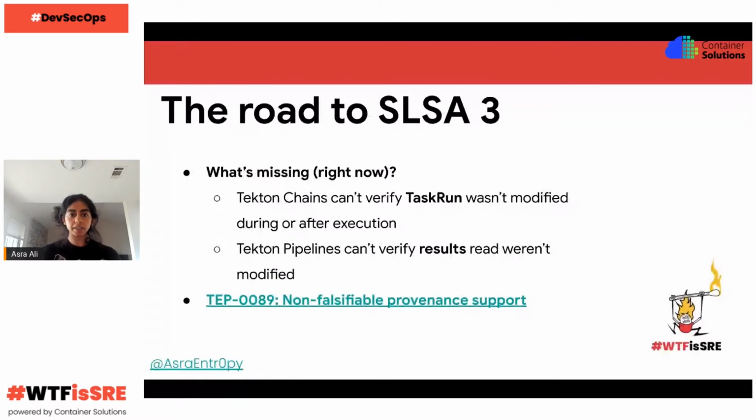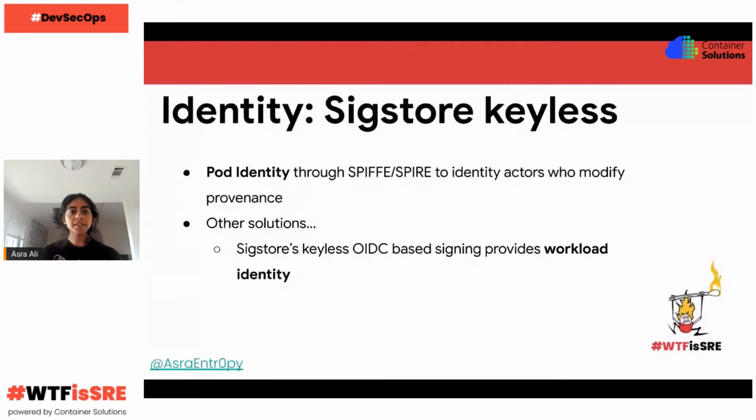So the first missing link is about identity. I've been alluding to this before, but we need some way of identifying who is doing what in our build system. So if I'm the delivery person in my metaphor, we would need a way to identify that delivery person. So in the Tekton world, this is the identity of the pod.